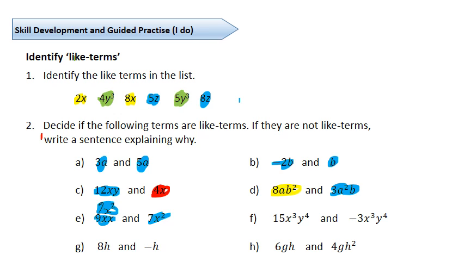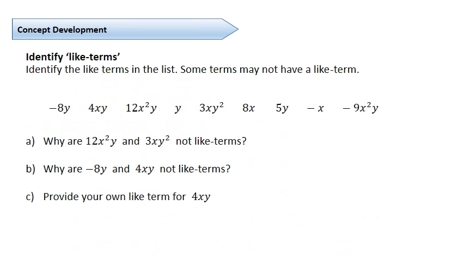Okay, the next one with f, our variable is x cubed y to the power of 4, and the next one has x cubed y to the power of 4. So those are both like terms there. For g, we've got h and negative h, so they're both h, both like terms. The next one, we've got gh, but we've got gh squared for the next one, so those aren't like terms. Right, pause the video here and have a go at some of these questions.